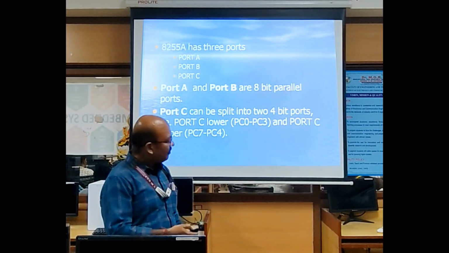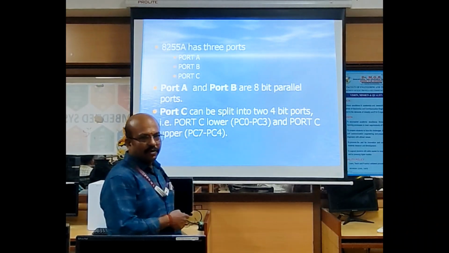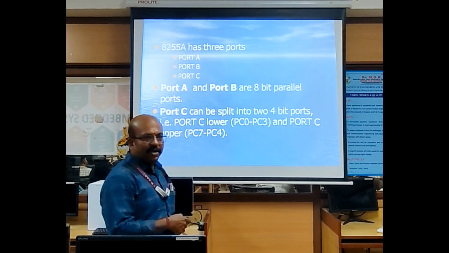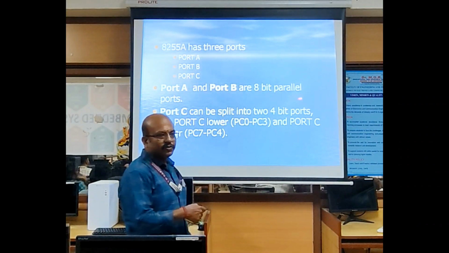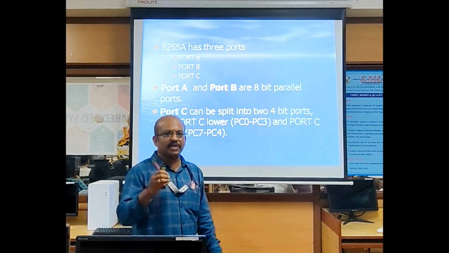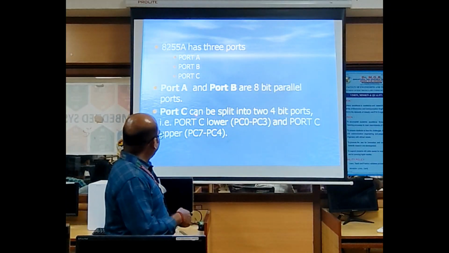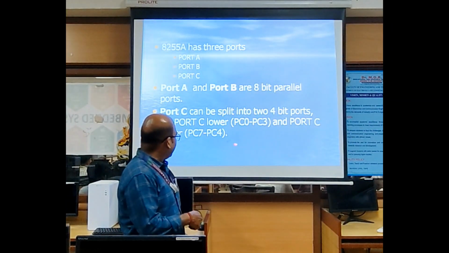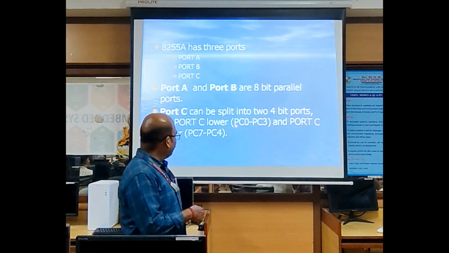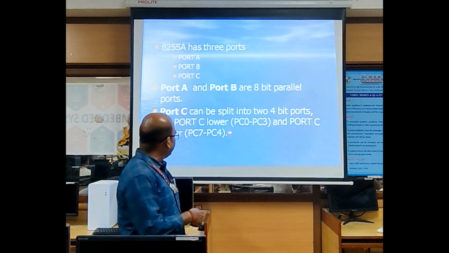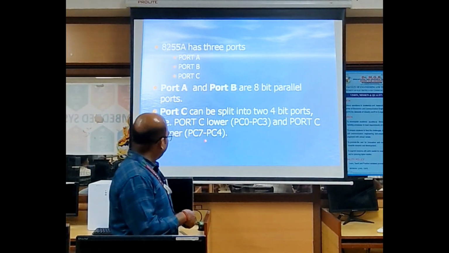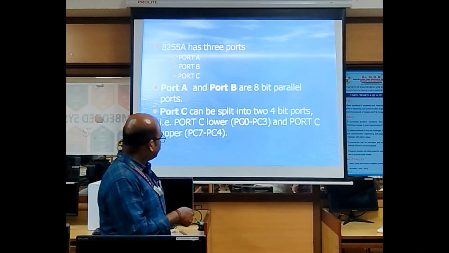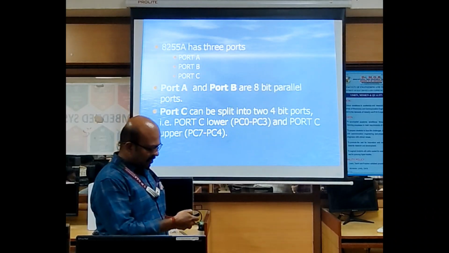In 8255 we have three ports, port A, B, C. Port A and B are 8-bit IO ports, so we can connect input devices as well as output devices. And port C we can divide into two 4-bit IO ports, port C lower as well as port C upper. The 4 pins PC0 to PC3 are port C lower and PC4 to PC7 are port C upper. Why we can divide these two, I will detail later, right?